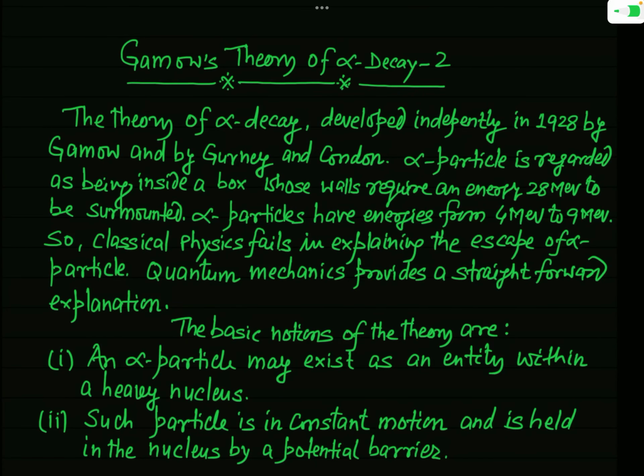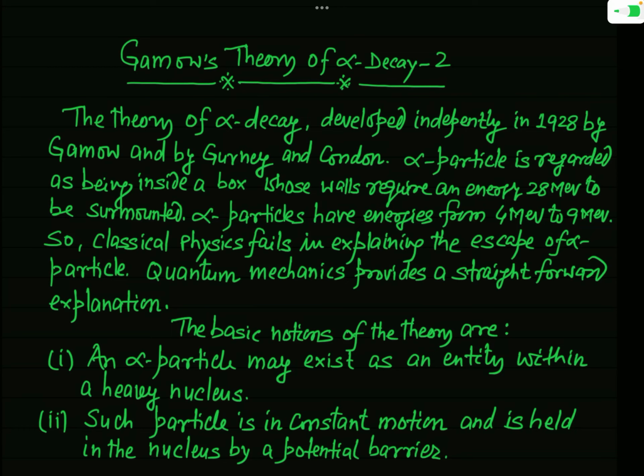In the first part of the lecture on Gamow's theory of alpha decay, we have seen some of the introductory facts regarding this theory. You have seen that the alpha particle is confined in the nucleus, and the nucleus is treated just like a potential well, and the height of the potential barrier faced by the alpha particle is almost 25 mega electron volt to 28 mega electron volt, slightly differing from nuclei to nuclei.